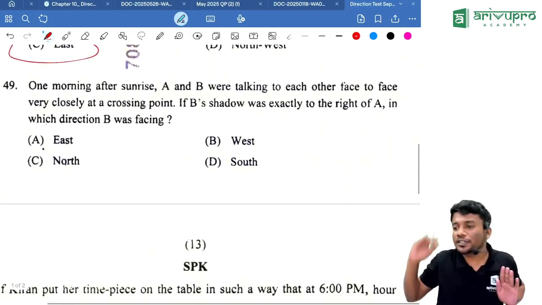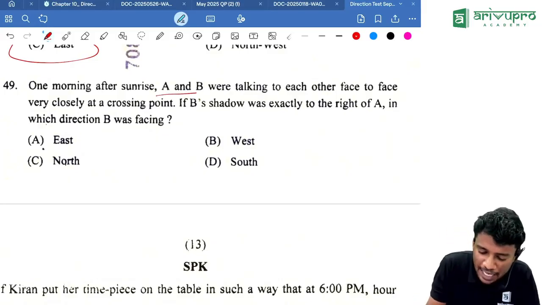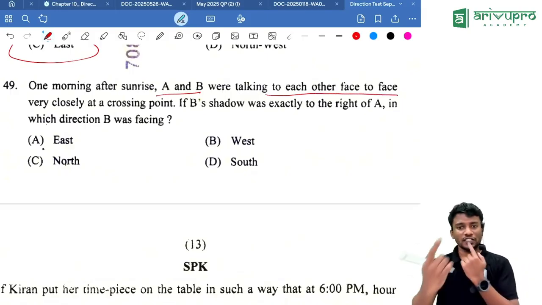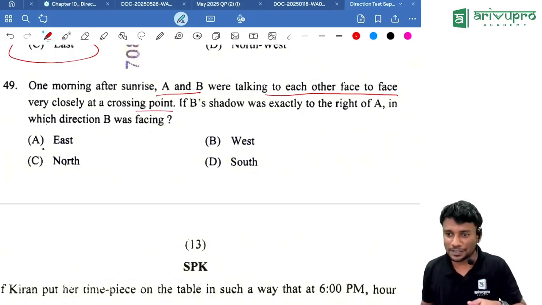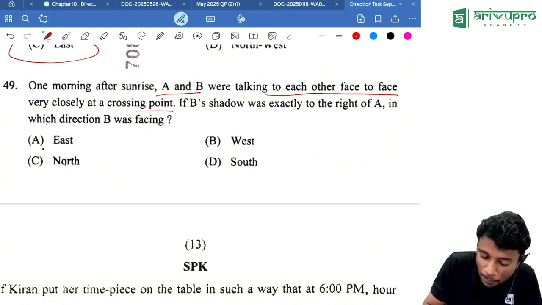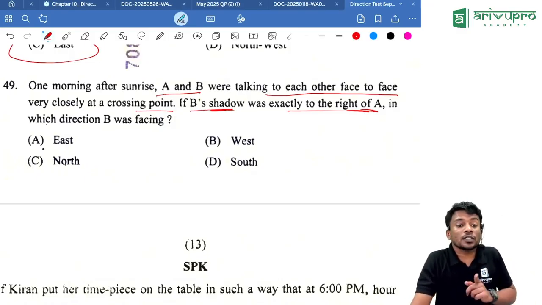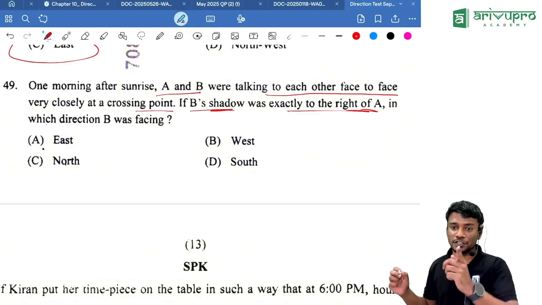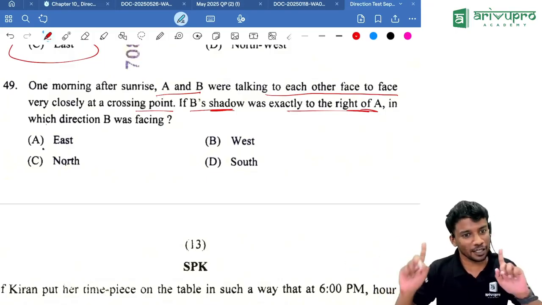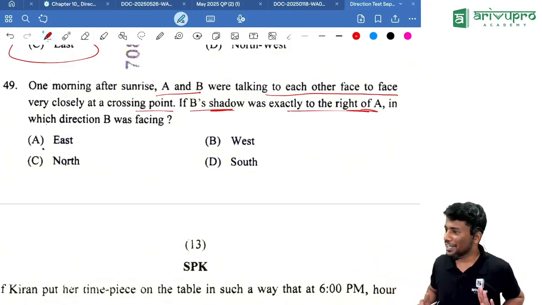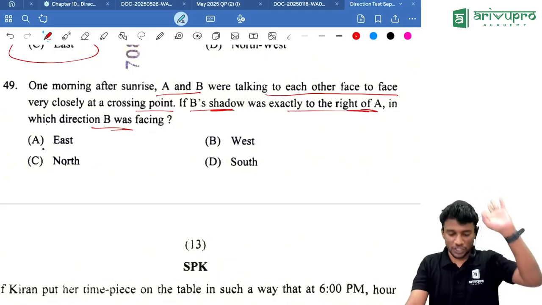Next question, look at the question. One morning after sunrise, A and B are walking towards each other face to face, very closely at a crossing point. Did we solve this question? We solved a similar type of question. If B's shadow was exactly to the right of A, what did I teach you about shadow to the right? That means they are looking at the north and south direction. They are not looking towards east or west. That is the condition. Then, in which direction B was facing is the question.